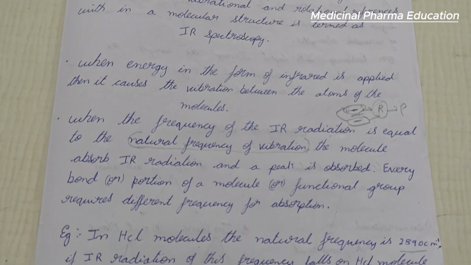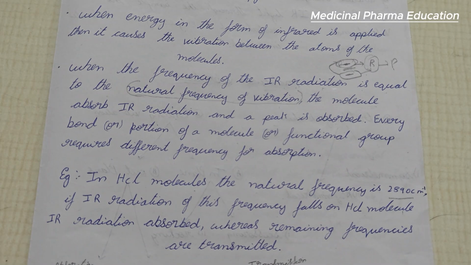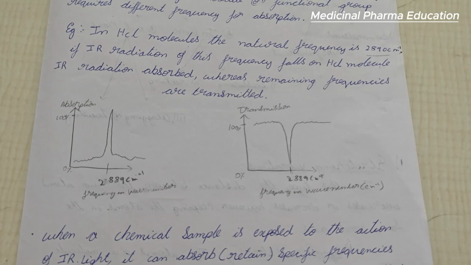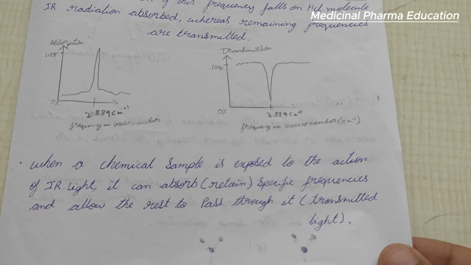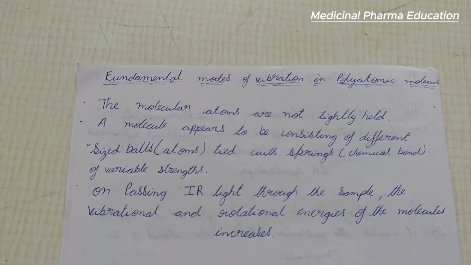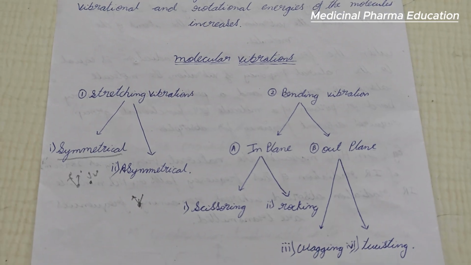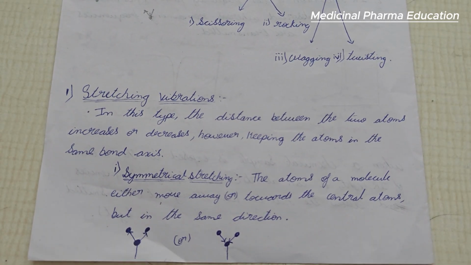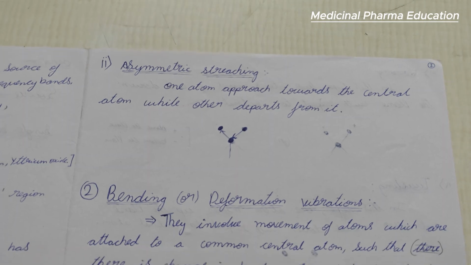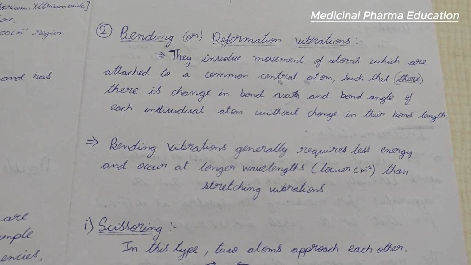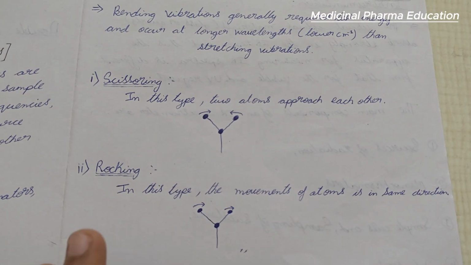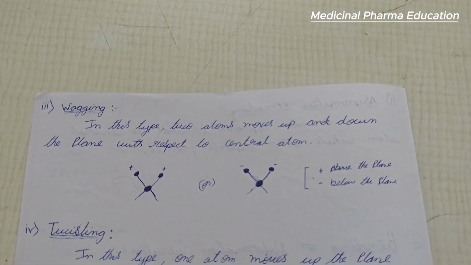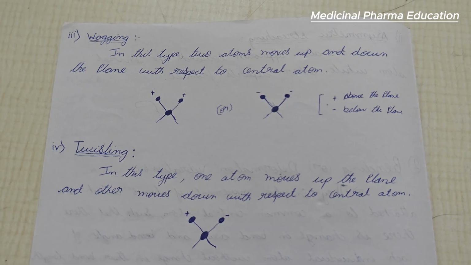The principle. Next, the example of HCl. Next, the types of modes of molecular vibrations. Next, the last one, symmetric. Next, bending. Next, scissoring and rocking. Wagging and twisting.